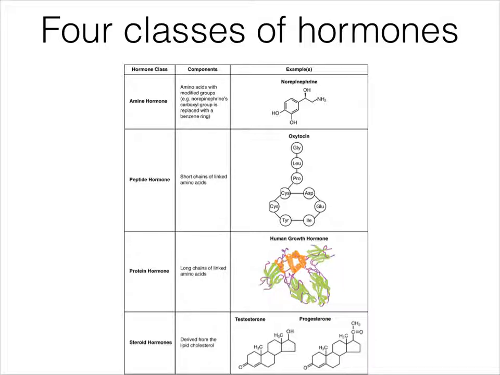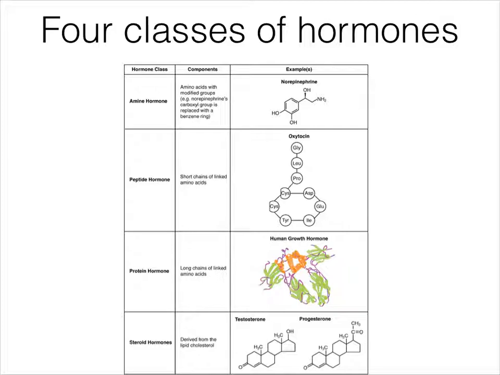While there are many different classifications of hormones, there are 4 big, broad, common classes. There's a few things that don't fit into these, so you might have an other category as well. These are the 4 most common. First off, we have amine hormones.